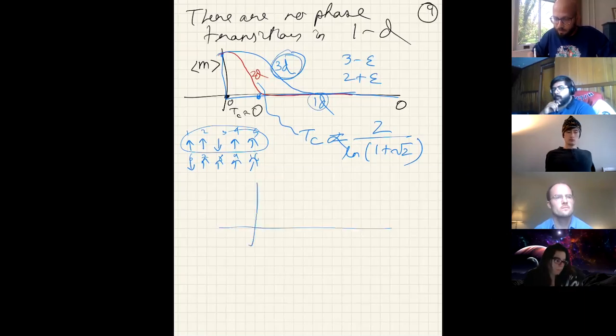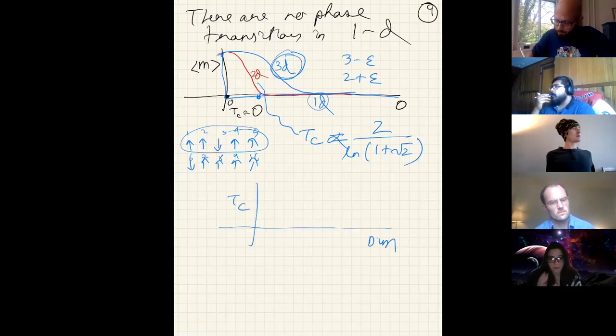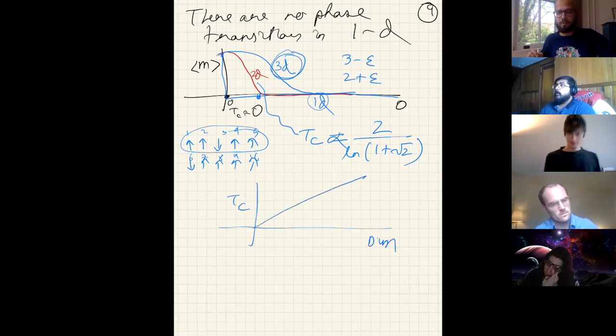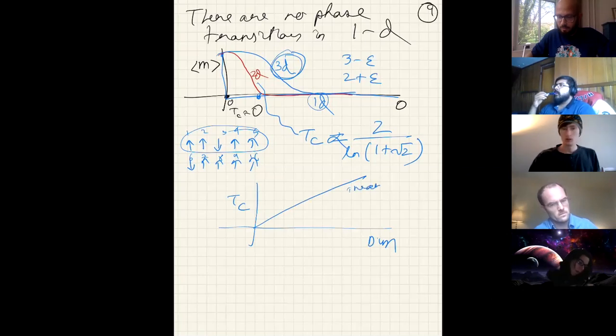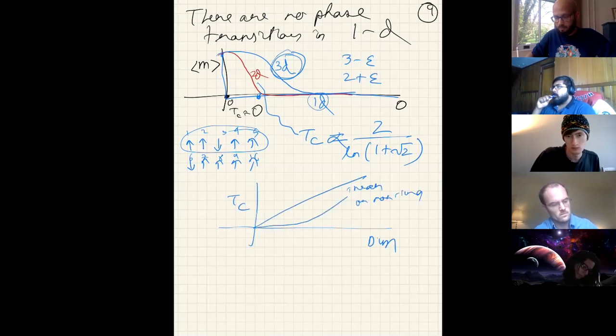So it is quite generic that critical temperature versus dimension behaves something like this. I'm not saying whether this is linear or non-linear. I don't know. And I'm also not saying whether this is convex or concave.